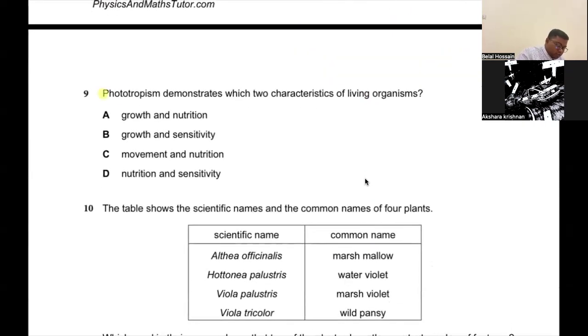Read this. Phototropism. The meaning of phototropism is when a plant responds to light. Okay, respond to light.